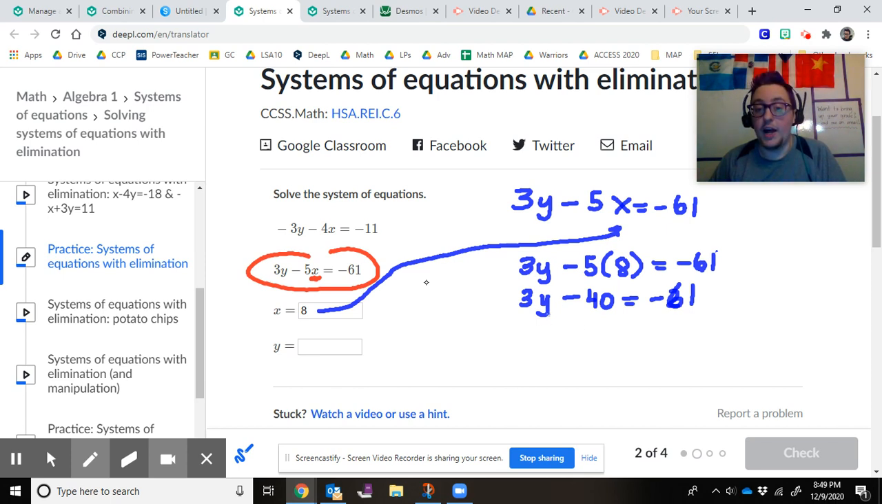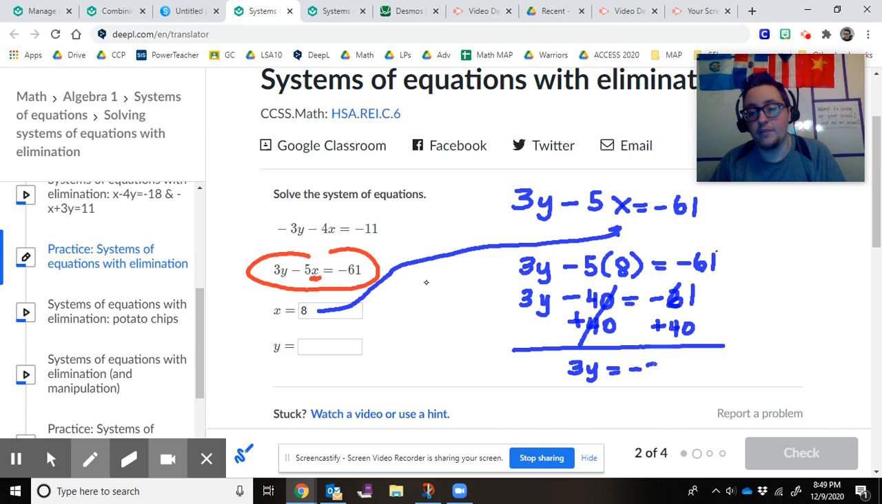I want to solve for y, so I'm going to add 40 to both sides. Add 40 to both sides. We know that if I have a negative and a positive of the same number, they cancel. So then I have 3y equals negative 61 plus 40, which is negative 21. And if I divide by 3 on both sides, that cancels. Y equals negative 21 divided by 3, which is negative 7.